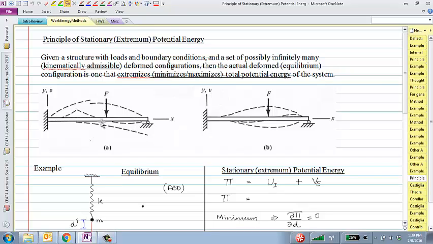What does that mean? As long as I'm not violating any kinematic conditions. What are kinematic conditions? Kinematic conditions simply mean that as long as the beam is continuous, as long as there are no sharp corners in the deformed shape, as long as I'm not violating the support conditions either on the right or on the left, then it's a kinematically admissible configuration, right?